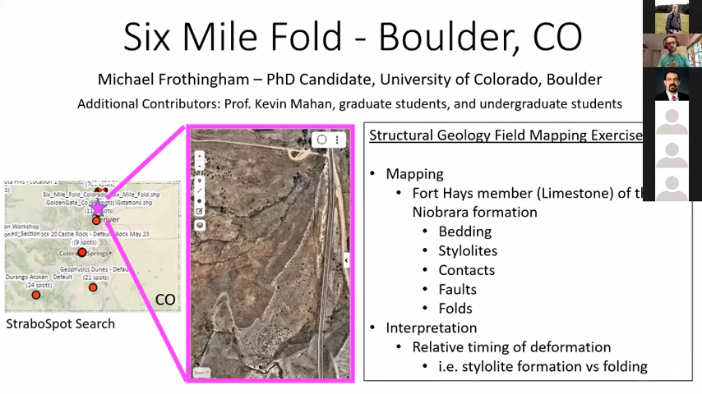So there are a number of contributors. Again, it's not just myself; they include my advisor, Kevin Mahan, and other graduate students and undergraduate students. You can see where my map is in the state of Colorado on the map on the left. Then there's a zoom in, the satellite image of this fold, which you can see with the light gray layer. The project is, we would take students out to map the Fort Hayes member limestone of the Niobrara Formation and look at bedding, stylolites, contacts, faults, and folds.